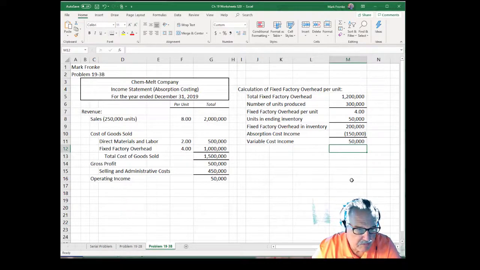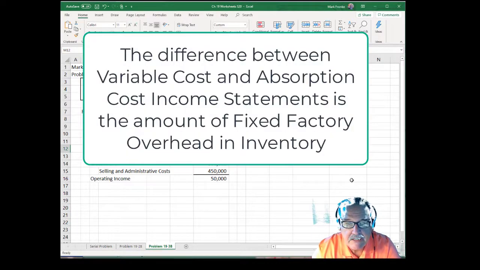So that's 3 problems in Chapter 19 that will help you understand the concept here. Again, the difference between the absorption cost income statement and the variable cost income statement is the amount of fixed factory overhead in ending inventory. Say that to yourself 5 times.